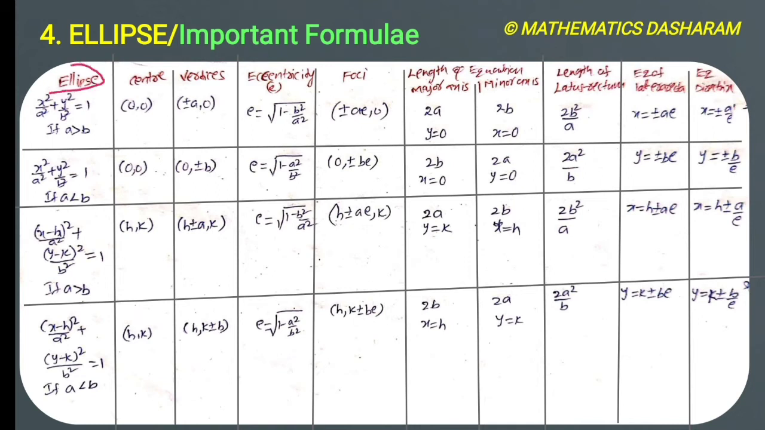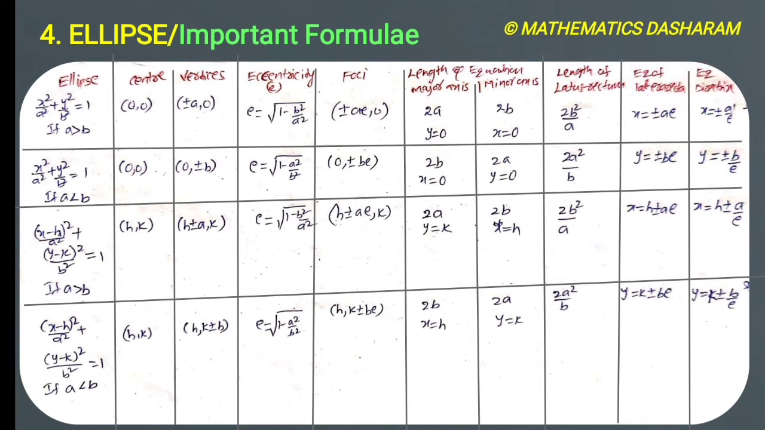The first column is the ellipse, the second is the center, the third is the vertices, the fourth is the eccentricity, that is e, next the foci, that means the focal fixed points, next the length and equation of the major axis, the minor axis, the length of the latus rectum, the equation of the latera recta, and the last one is the equation of the directrix.